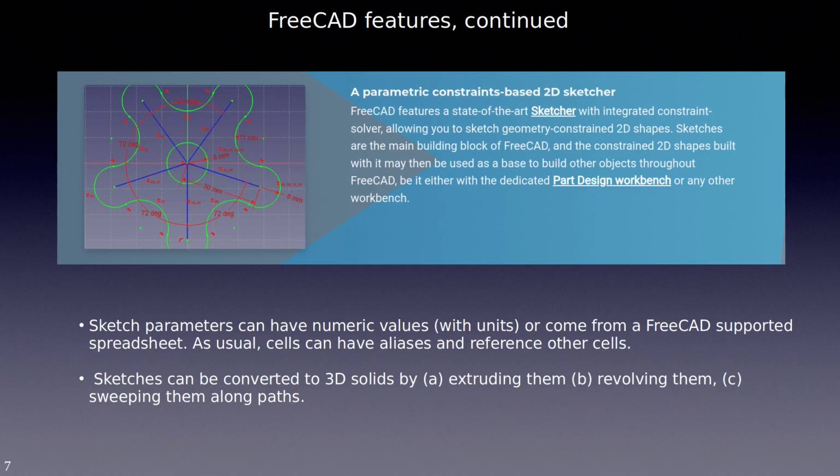Another important feature of FreeCAD is its parametric, constraints-based 2D sketcher. Say one circular arc can be constrained to be tangent to another. If the first arc is changed in any way, the unconstrained properties of the other change to maintain the tangency. One can build solids from sketches by extruding them, revolving them, or sweeping one sketch to another along a path.